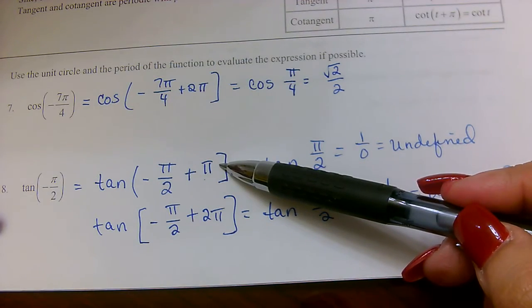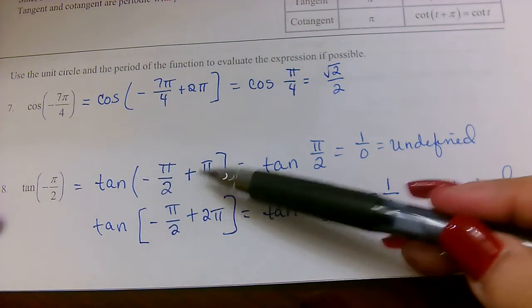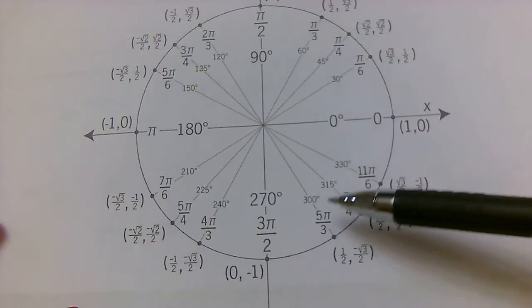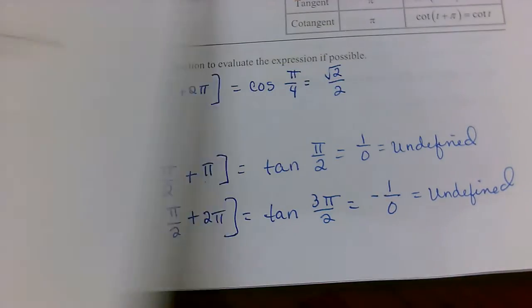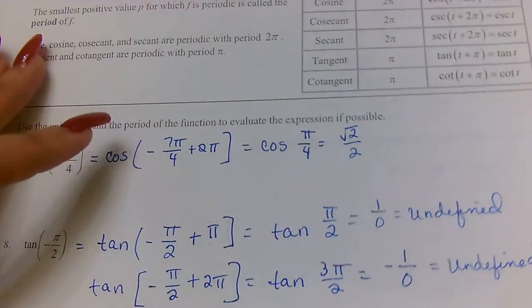This is the actual length of the period for tangent and for cotangent. But this would also work because what you're doing is going exactly one entire rotation. So both of these work, and it'll be up to you which method you prefer to do. All right, next page. Okay, we're going to do some more over here.